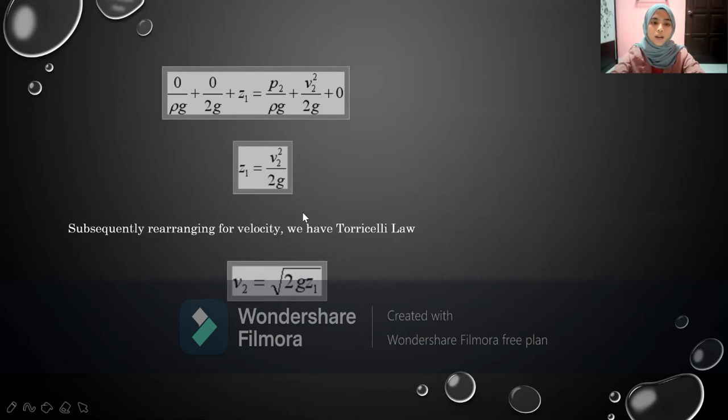Then we rearrange this equation in terms of velocity. We get V2 equal to the square root of 2 times gravity times the height. So this is how we can derive the Torricelli law from the Bernoulli equation.